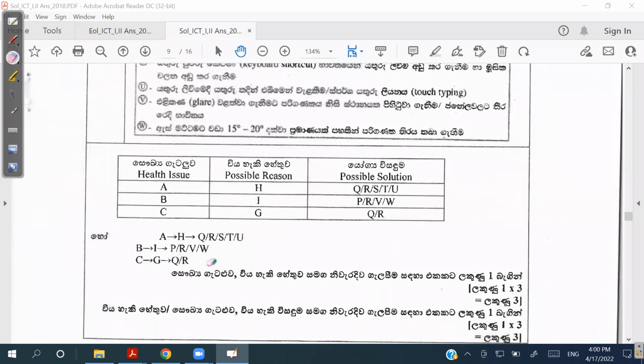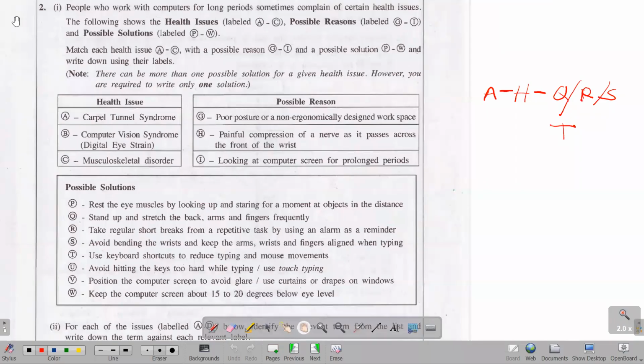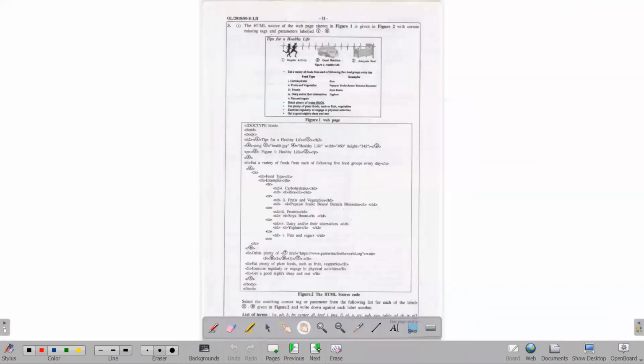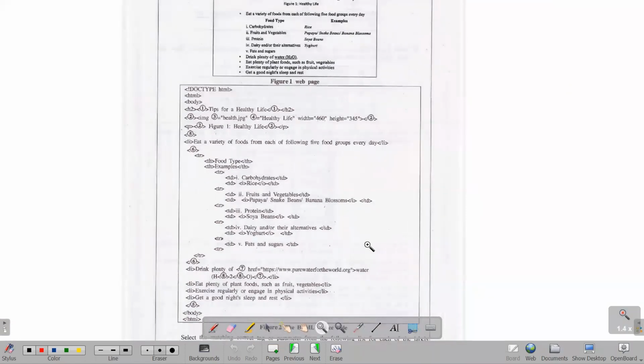Okay, so the second question is done. We're going for the third one. The HTML question, much easier one.